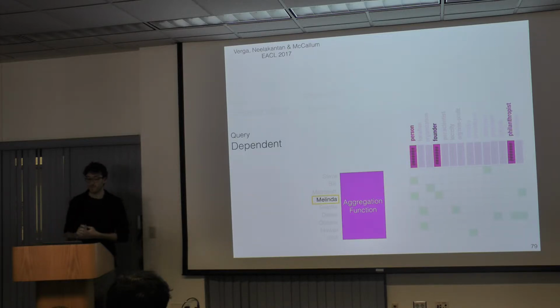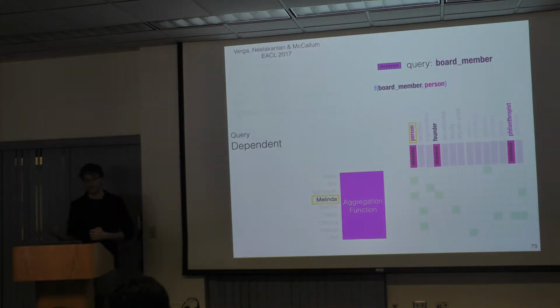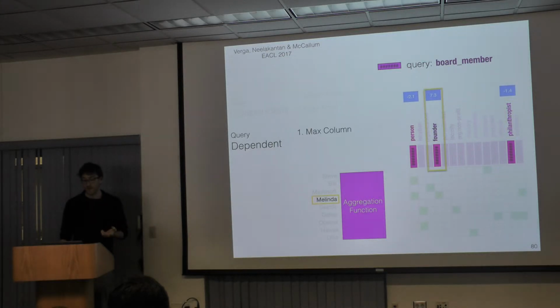And the second class of functions that we looked at were query-dependent. The way we aggregate the observed types is going to be different depending on what type of question we want to answer. So if we had a query like, is this person a board member of an organization? We'd first calculate some similarity score between a representation of the query and each of the observed types. In the simplest case, again, this could just be a dot product between the two vectors. And in our max column method, the prediction would be made solely by the most similar observed type. So here, founder would be predictive evidence that Melinda is a board member.